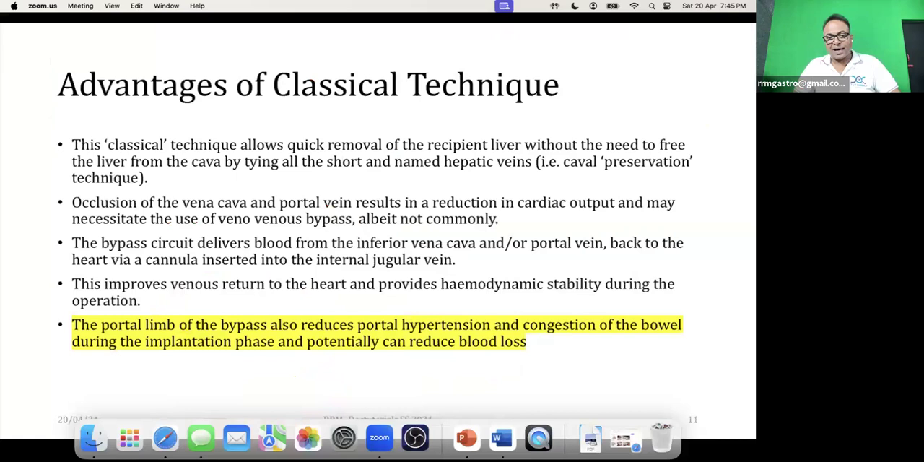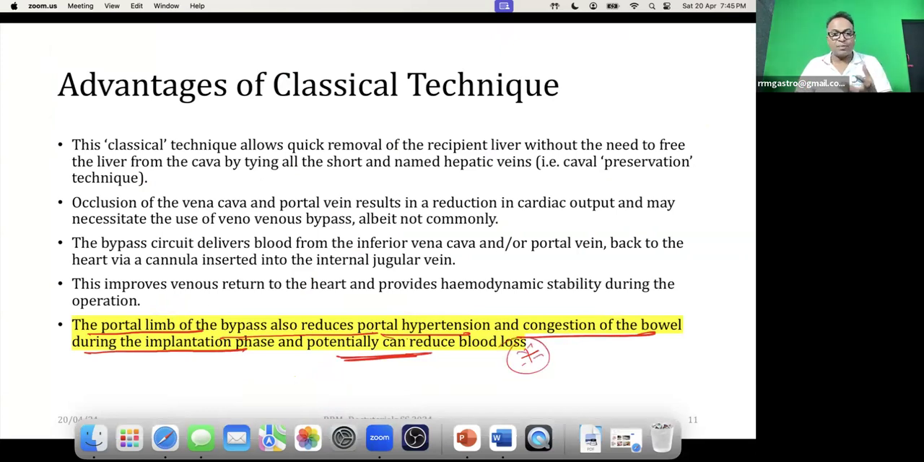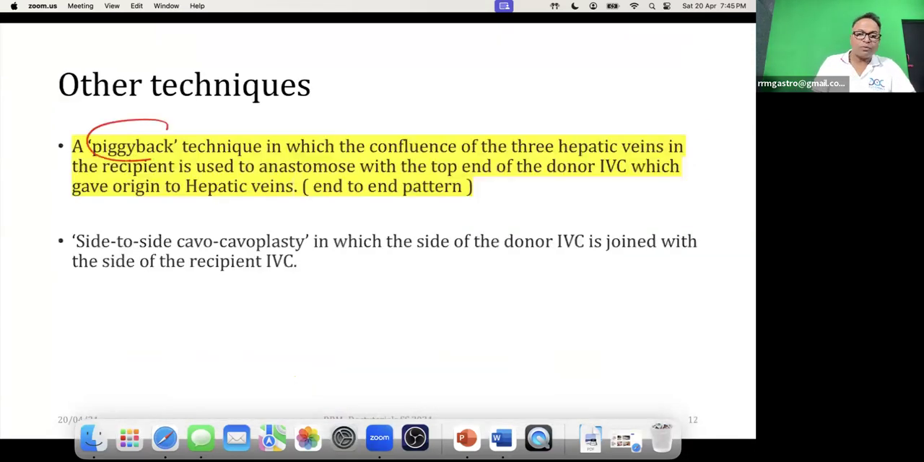Okay, whatever I discussed is there in the theory. Portal limb of the bypass also reduces the portal hypertension and congestion of the bowel during the implantation phase and potentially reduces the blood loss. So by doing a bypass classical technique, it has one advantage. By reducing the portal pressure, we are going to have less blood loss. So don't forget, piggyback is end to end. Side to side is another technique shown in the image.